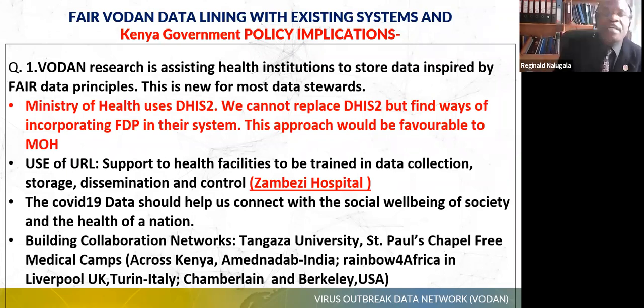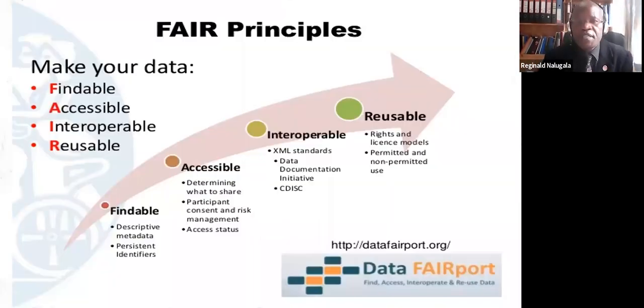And then we have to think of building networks. So we at Tangaza University have been able to build networks of support from different social institutions and medical centers that are always working with us. Even before COVID-19, Tangaza was already working with groups of doctors from across the continent and other continents. For example, when we organize free medical camps across Kenya, we have had doctors in touch with us from Amenedab in India, and I think one of them is on now, Rainbow for Africa in Liverpool, UK, Turin, Italy, Chamberlain and Berkeley from the US. We have always been in touch with these groups to help us gain knowledge.